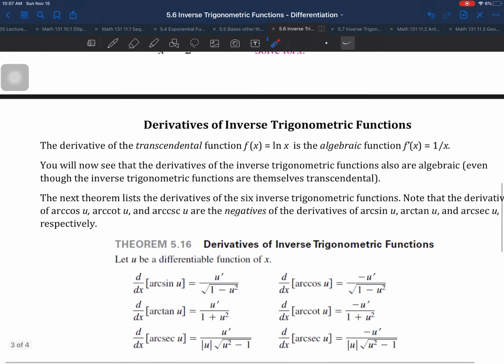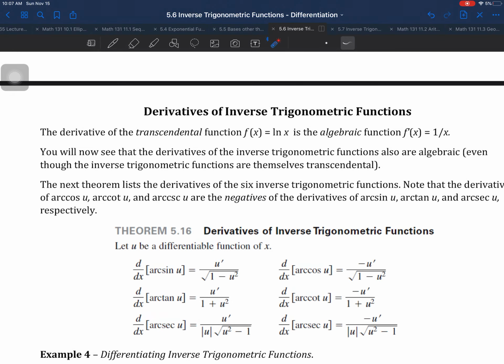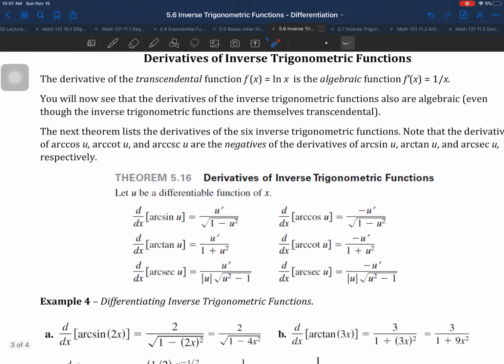All right. Anyway, so we're moving on to the next part, which is the main thing of this section. Our goal is to be able to differentiate inverse trig functions. So what we're going to do here is define the rules for differentiating inverse functions. And so here are the 6 rules.